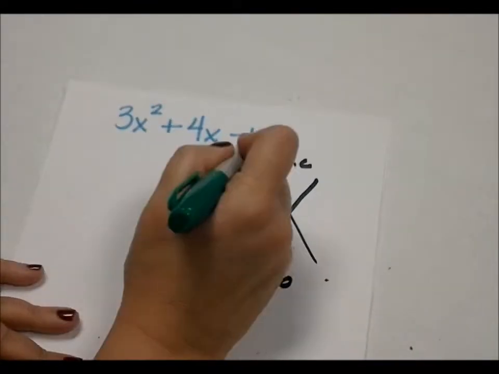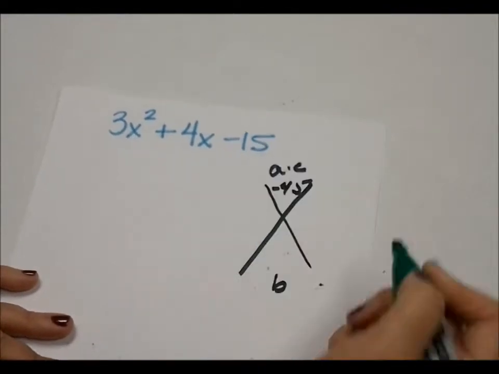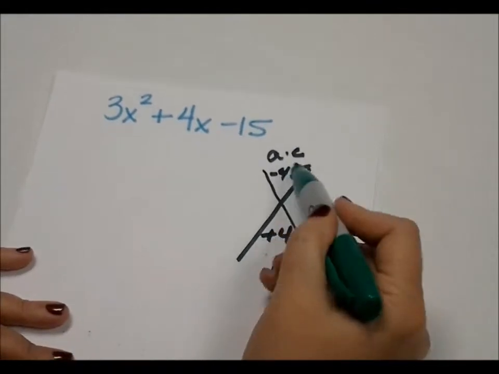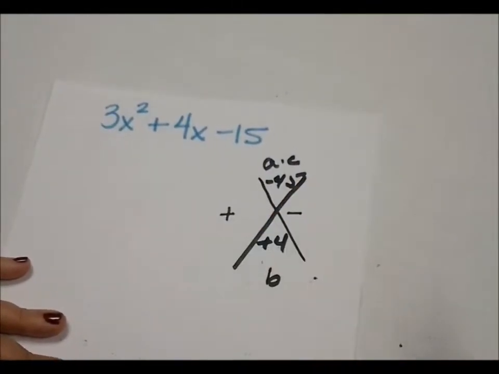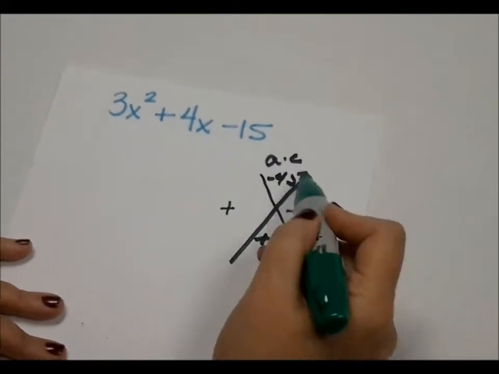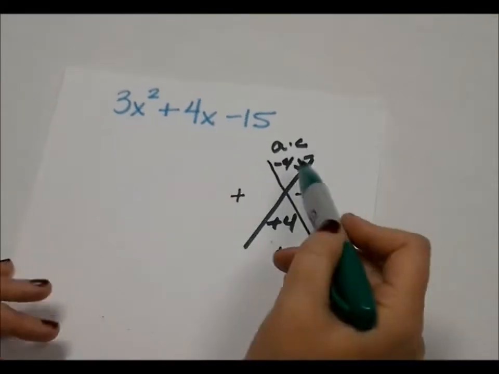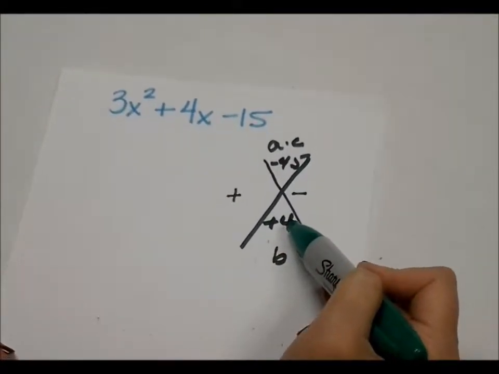Well, A is 3, C is negative 15, so that gives me negative 45 up here, and B is positive 4. Since this 45 is negative, I know one of my answers has to be positive and one has to be negative, because a positive times a negative gives me a negative. Only way I can get there. So I'm looking for two factors of negative 45 that will add to give me positive 4.